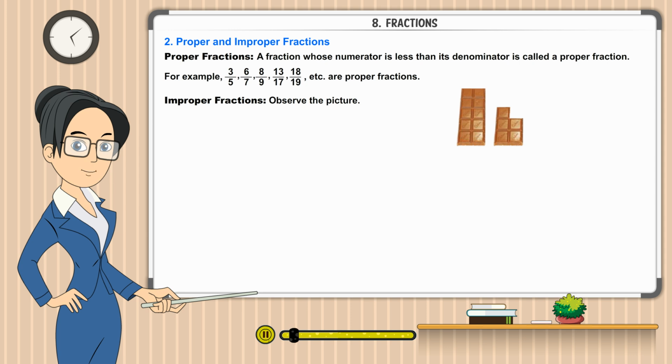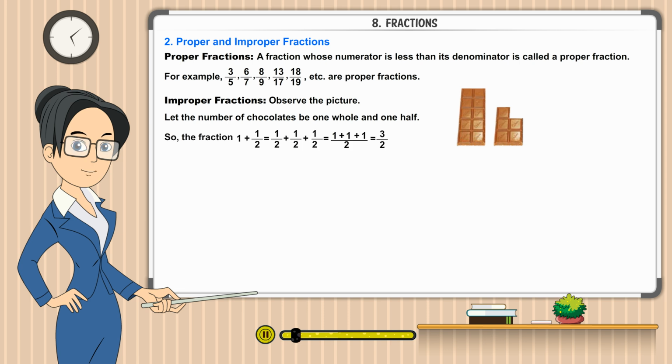Improper fractions. Observe the picture. Let the number of chocolates be 1 whole and 1 half. So the fraction 1 plus 1 upon 2 is equal to 1 upon 2 plus 1 upon 2 plus 1 upon 2 is equal to 3 upon 2. In 3 upon 2, the numerator is greater than the denominator. This is known as an improper fraction.